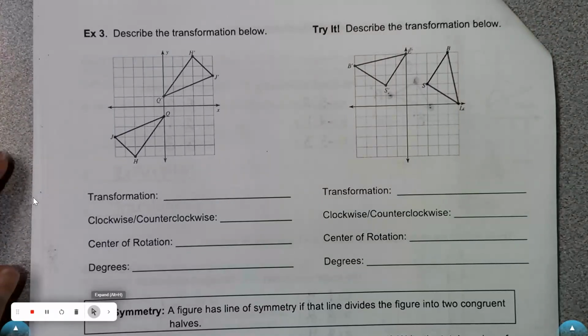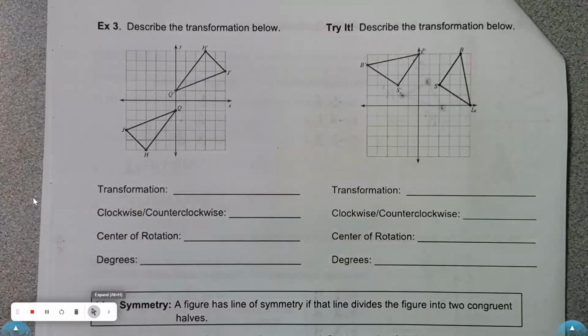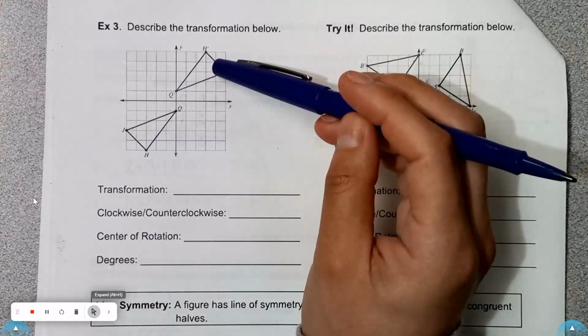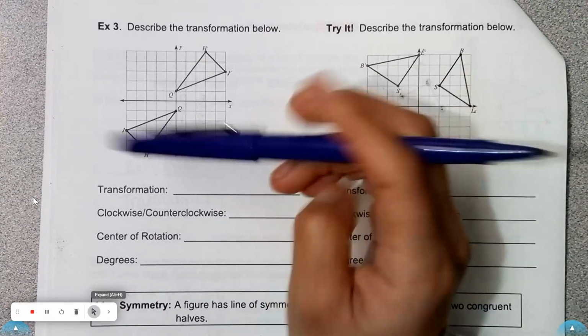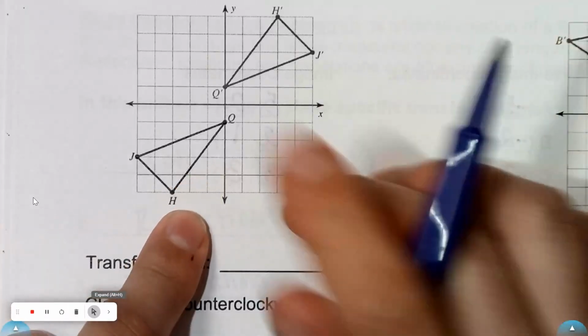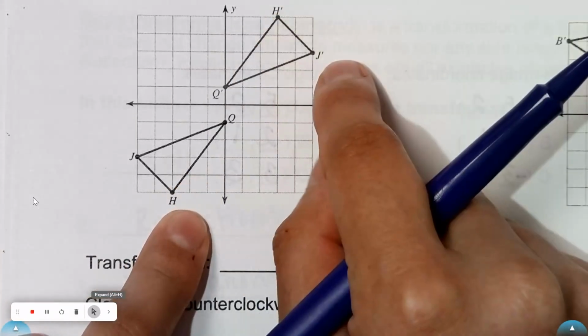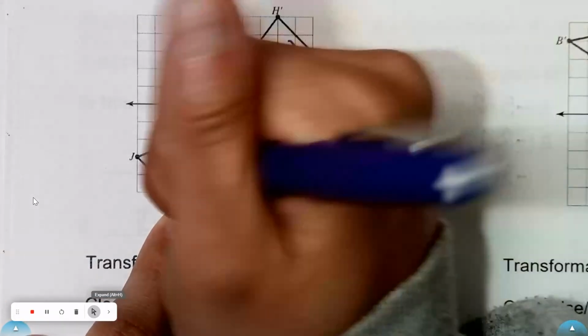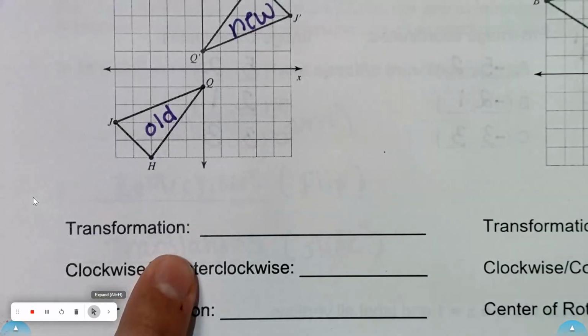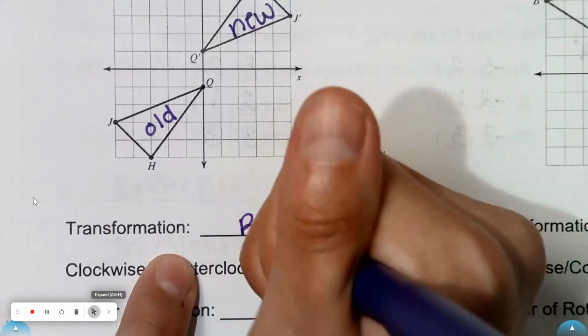All right, so if I look at example 3, it's asking me for the type of transformation. In order to go from this one to this one, I'm starting with the lower one. The reason I know that is because the lower one does not have the primes. You see how the upper one does have the little apostrophes? That's how I know this one is new. Here, I can write that in my picture. And this is old. This transformation is a rotation.